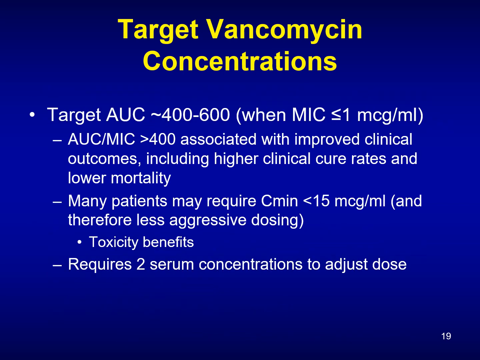When dosing to target AUC, we dose to an AUC of 400 to 600. This is assuming the MIC of the organism is less than or equal to 1 micrograms per ml. This has been associated with improved clinical outcomes, including higher clinical cure rates and lower mortality. Further, when targeting AUC, many patients may require lower than traditional C minimums and therefore less aggressive dosing, so there's a toxicity benefit as well. In general, dosing to target AUC requires 2 serum concentrations to adjust subsequent dosing.